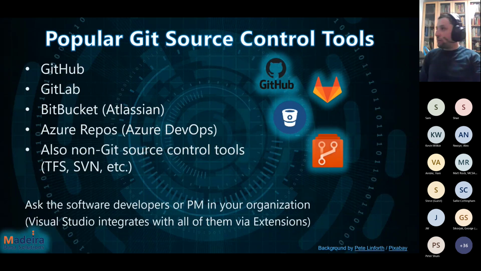So a few popular Git source control tools. There's GitHub that I mentioned. There's also GitLab and Bitbucket and Azure Repos from Azure DevOps. And there are also non-Git source control tools, like TFS and SVN. It doesn't really matter which one you choose. Usually the organization that you're working with would already use some kind of source control, and the best thing is to work with whatever the organization is most familiar with and most experienced with, okay?